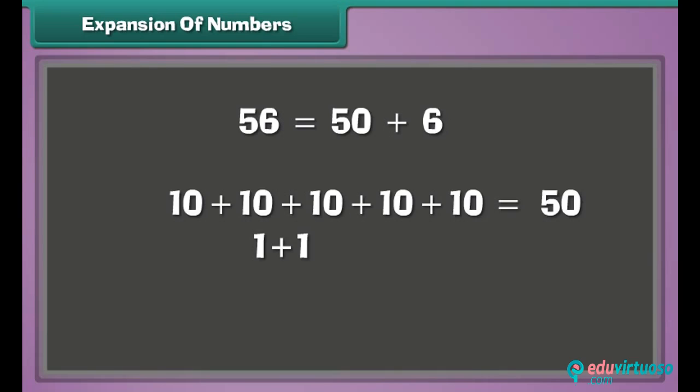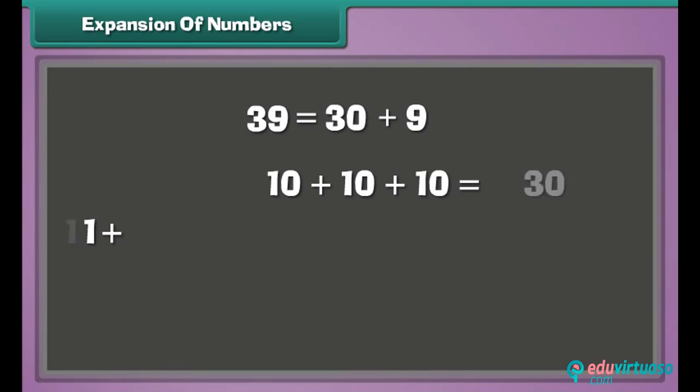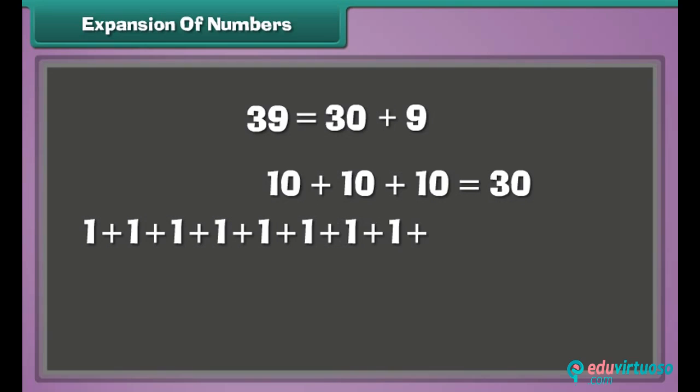Expansion of numbers. Let us break 2-digit numbers into tens and ones. 56 can be written as 50 plus 6. It means there are 5 tens and 6 ones in 56. Similarly, 39 can be written as 30 plus 9. It means there are 3 tens and 9 ones in 39.